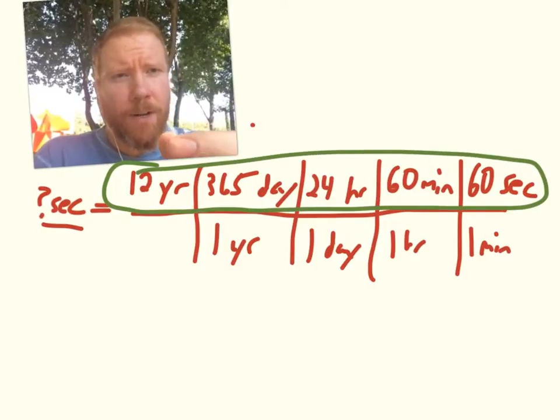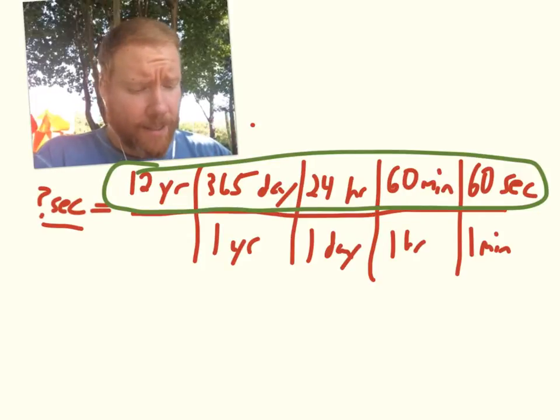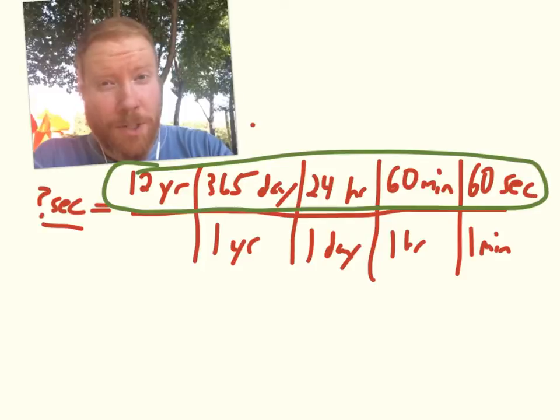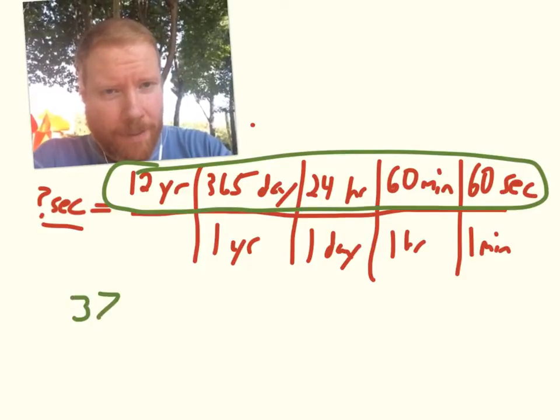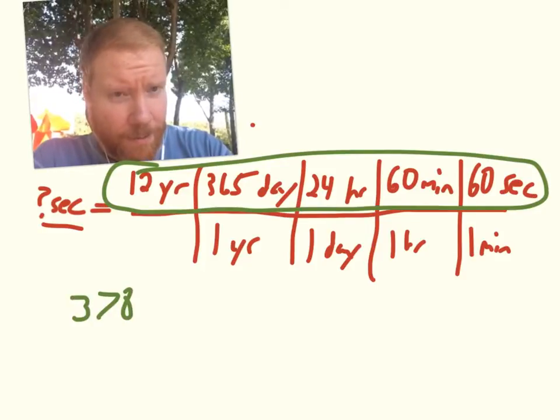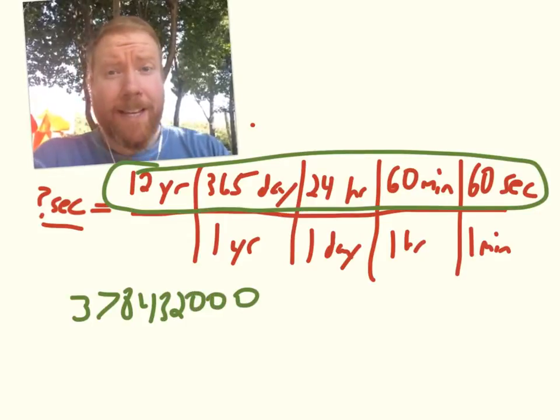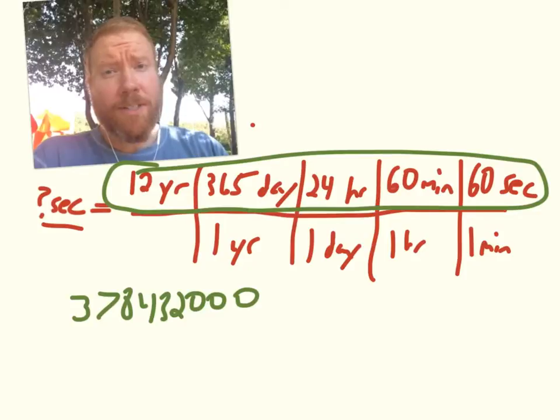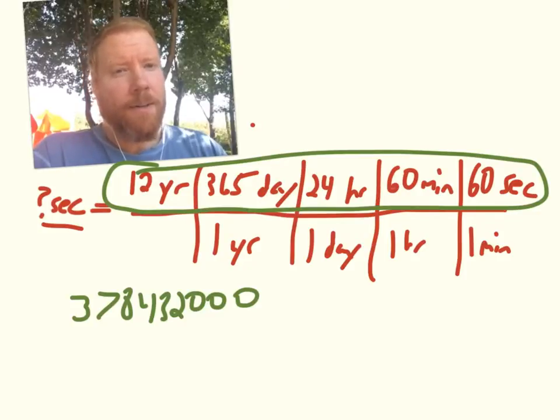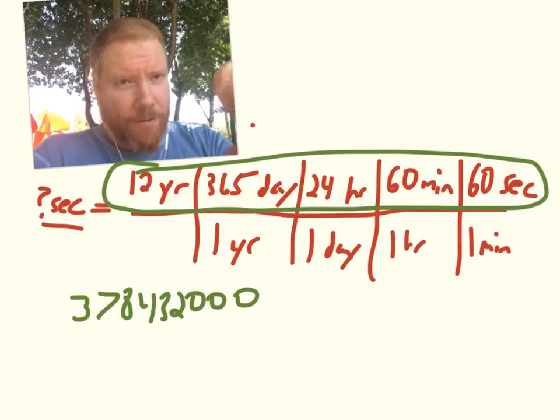So it's just going to be 12 times 365 times 24 times 60 times 60. Just type all that in, and when I do that, the answer I get is huge. It's a huge number. It's 378,432,000. Which makes sense, right? Because 12 years should have a lot of seconds in it. Okay, so that's a really big number. So that's the number we get from the top here.